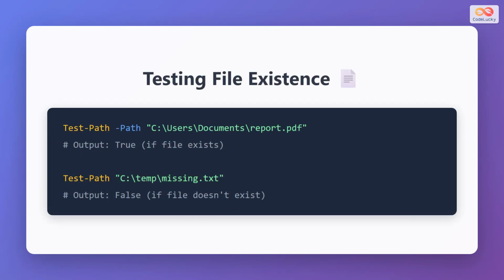Let us look at testing file existence with Test-Path. In the first example, we use Test-Path -Path followed by c:/users/documents/report.pdf. If the file report.pdf exists in that location, the output will be true. In the second example, we use Test-Path with c:/temp/missing.txt. If the file missing.txt does not exist, the output will be false. This simple true or false response makes it easy to build conditional logic into your scripts.